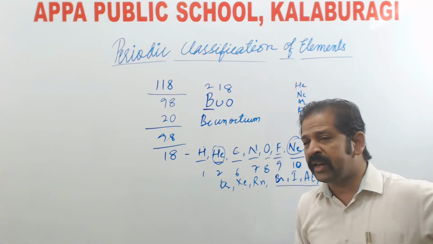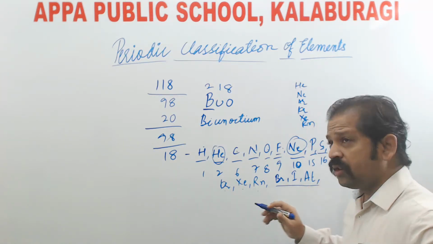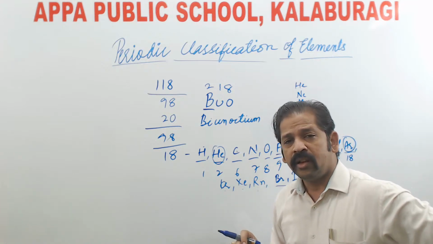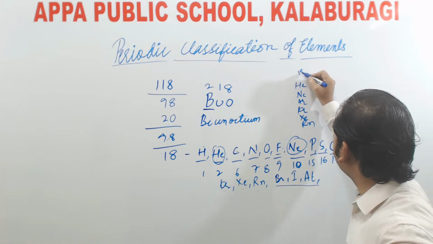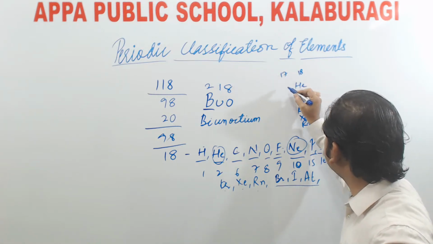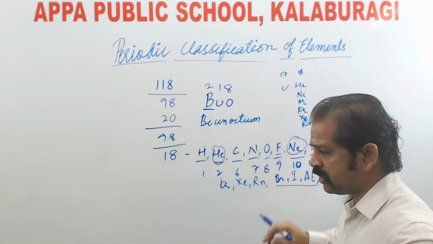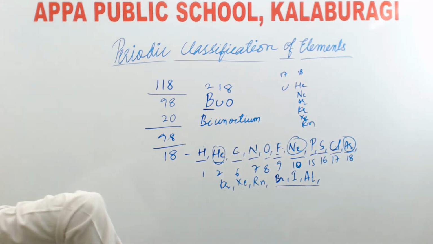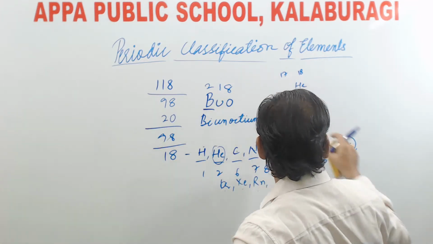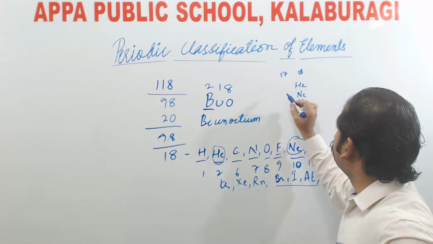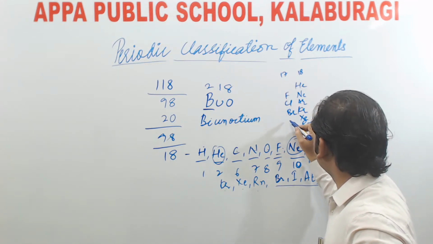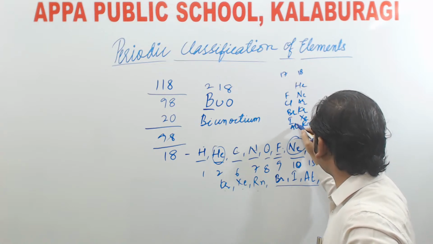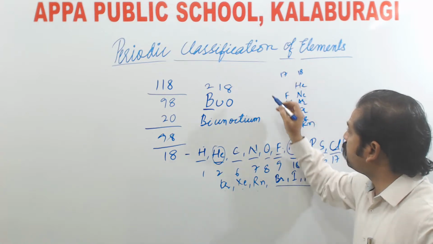One more is remaining, that is after group number 16, sulfur. Sulfur group is there. It is group number 18. Group number 17 is chlorine. You got it. Fluorine, chlorine, bromine, iodine, astatine, 5 more. Group number 16.